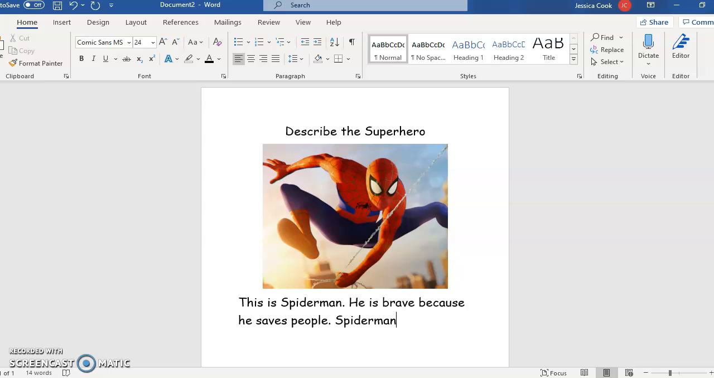That is some fantastic work. This is what we're going to be doing over the next couple of days, describing different superheroes and then sharing that with Mrs. Cochrane, either on WeDoc or by sending it back in your work pack. I just want us to really practice writing sentences, okay? That's all we need to do.